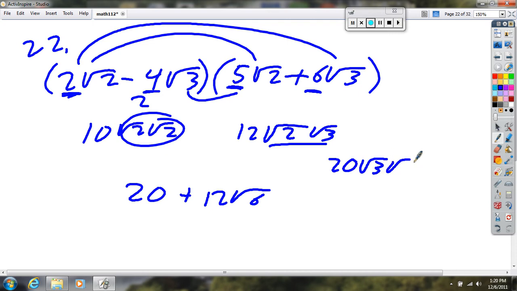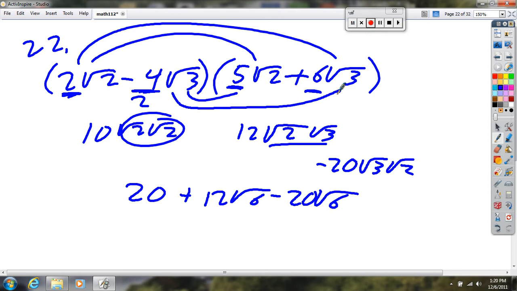Square root of 3, square root of 2. So it is a negative. This is a negative 4 here. That's a negative 20. So it's negative 20 square roots of 6. And then take the last one, this one, times the last one here. Negative 4 times 6 is a negative 24.